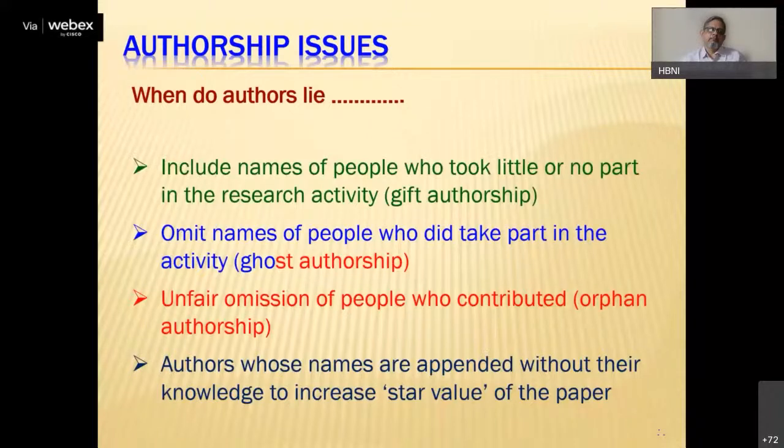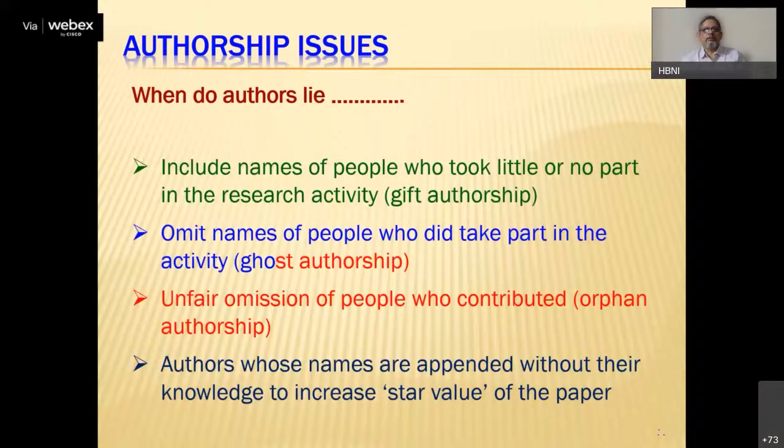Then they omit names of people who did take part in the activity. That means there were people who took part in the research activity, but for some reason or other, that name was not included. So it is something like ghost writing of the manuscript. So this is called a ghost authorship. Then unfair omission of people who really contributed. So this is called orphan authorship.